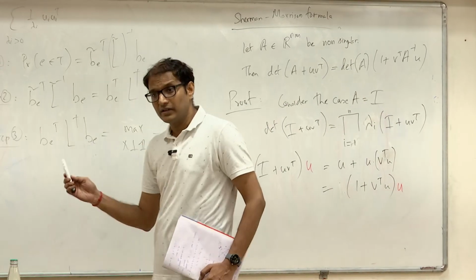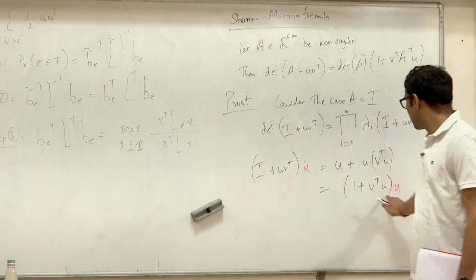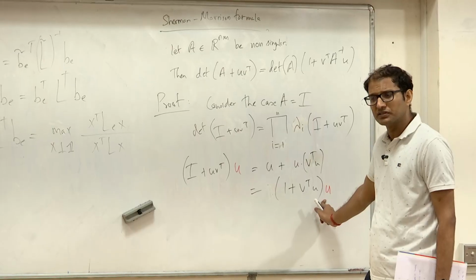Okay? U is an eigenvector, and the corresponding eigenvalue for u, that eigenvalue is this scalar 1 plus v transpose u. That's the eigenvalue that corresponds to this guy.